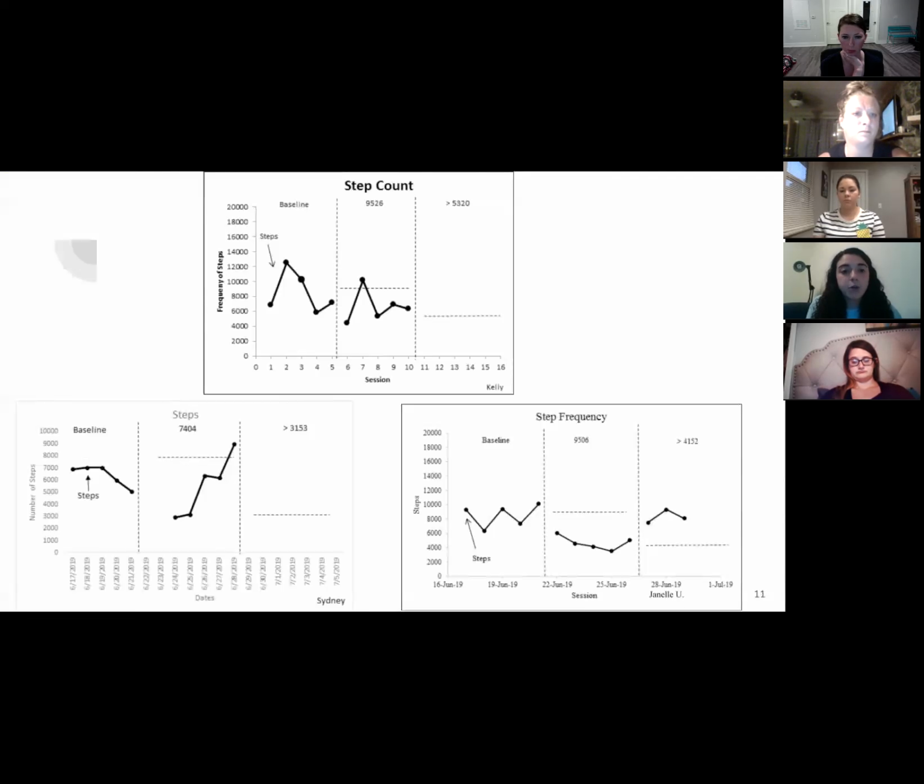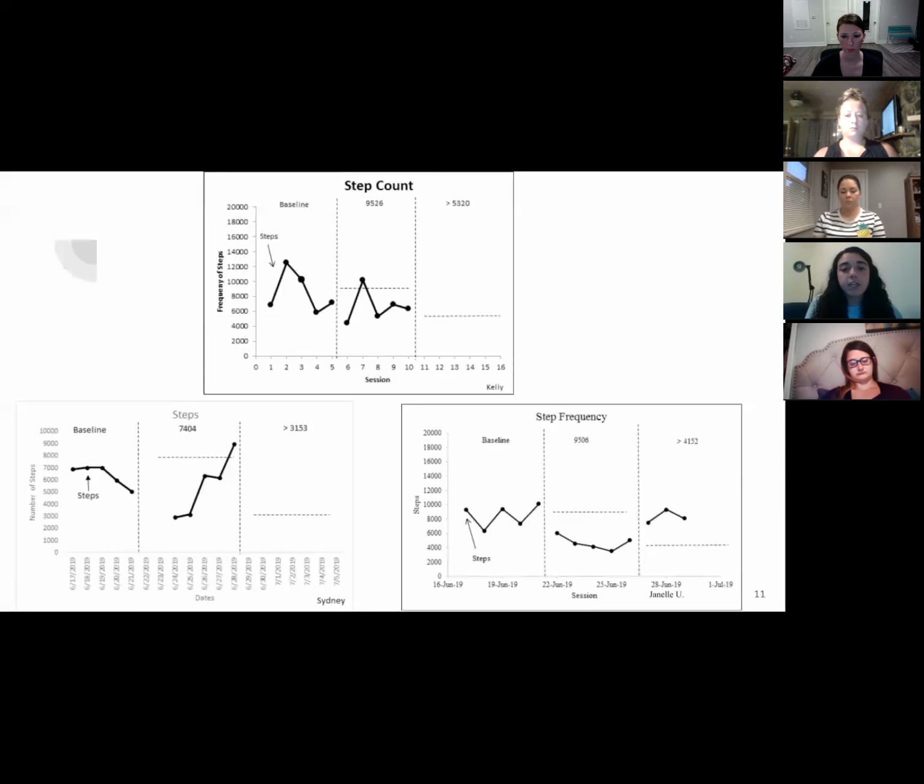Therefore, if we had more time to enter into phase 3, Janelle would have been able to add 1,000 steps to her phase 2 step criterion to obtain her phase 3 step goal criterion. So this would have made her phase 3 criterion set at 5,152 steps, rather than taking the 4th highest step count from the prior phase.